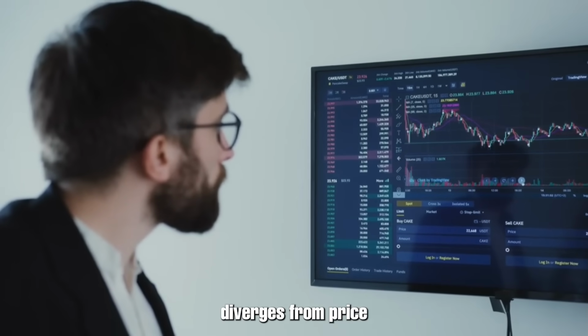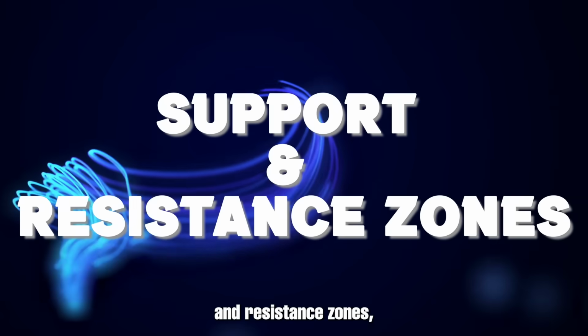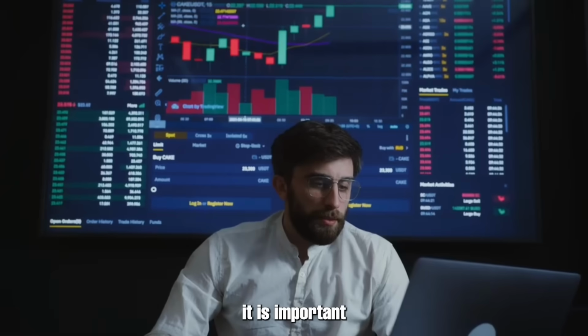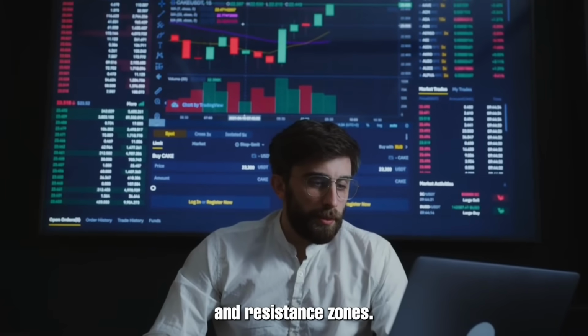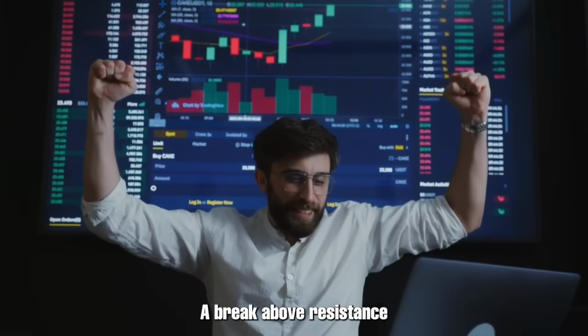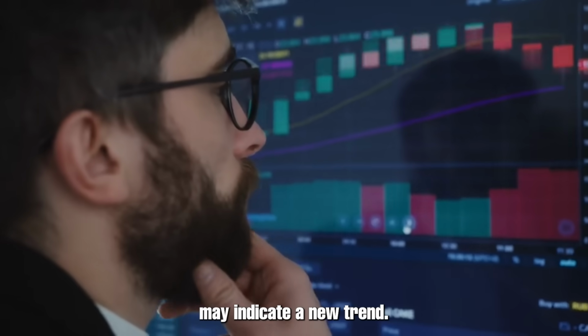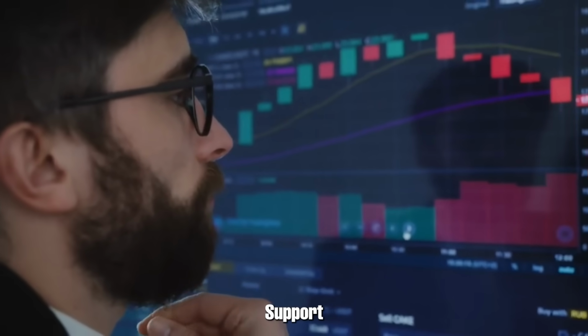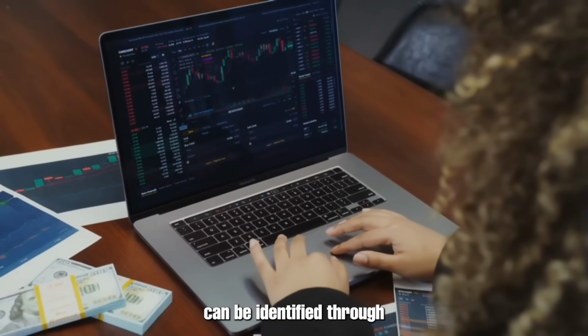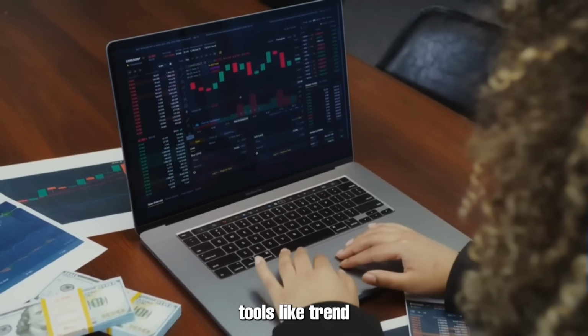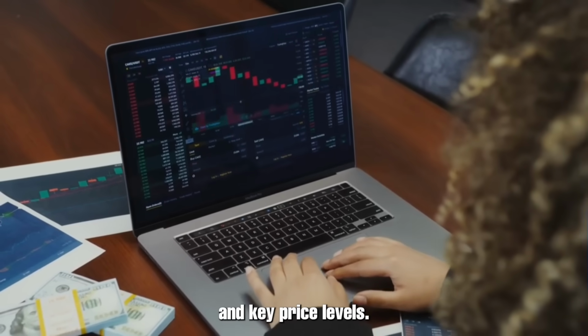When the MACD diverges from price. Support and resistance zones. It is important to identify key support and resistance zones. A break above resistance or below support may indicate a new trend. Support and resistance zones can be identified through technical analysis tools like trend lines, pivot points, and key price levels.